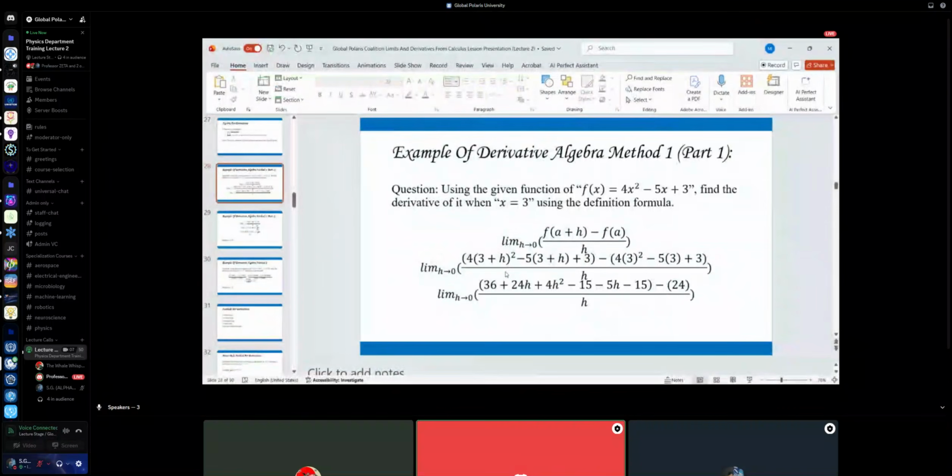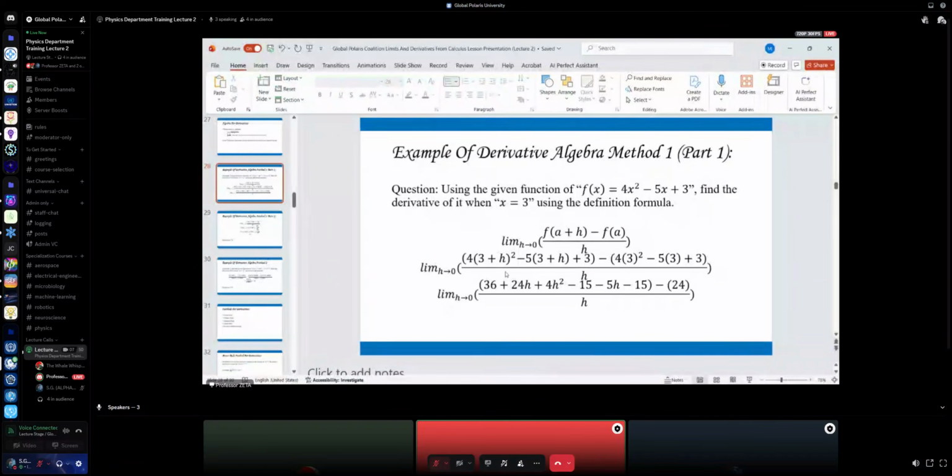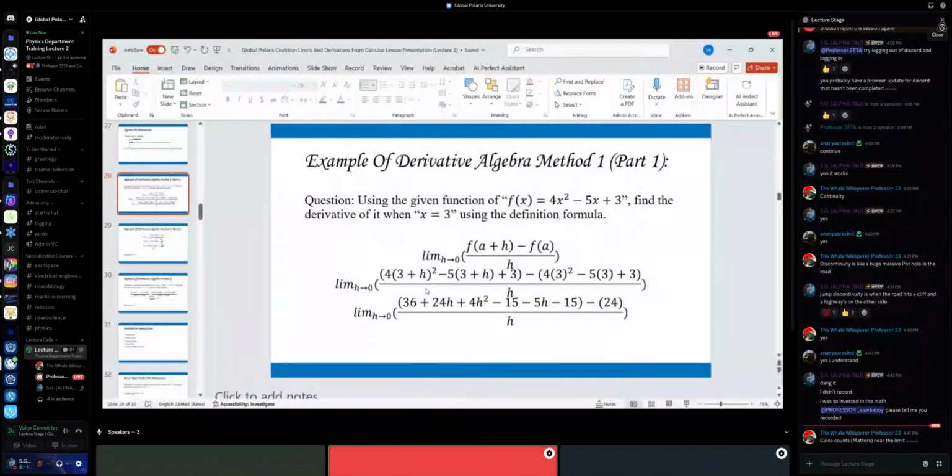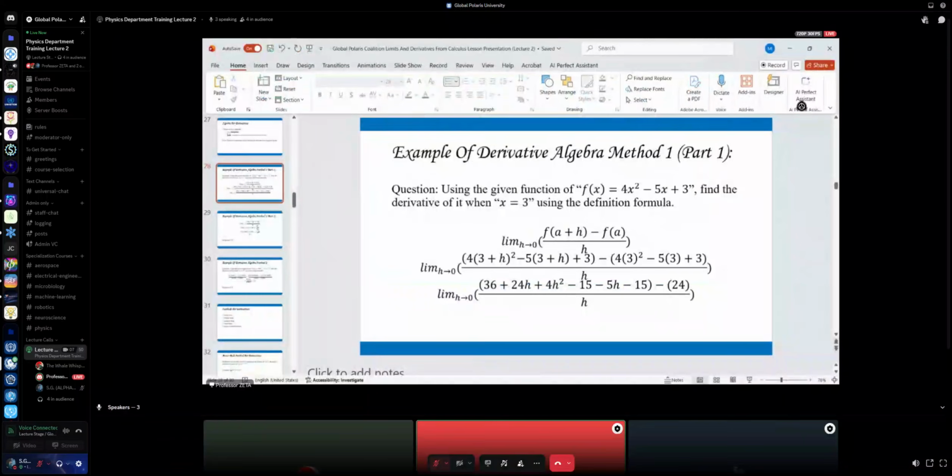So the first method, the one that looks similar to the regular definition. Let's say we are given f of x equals 4x squared minus 5x plus 3, and I tell you to find the derivative at x equal to 3. So what is the instantaneous rate of change at x equal to 3? That's the question I am asking you right now.